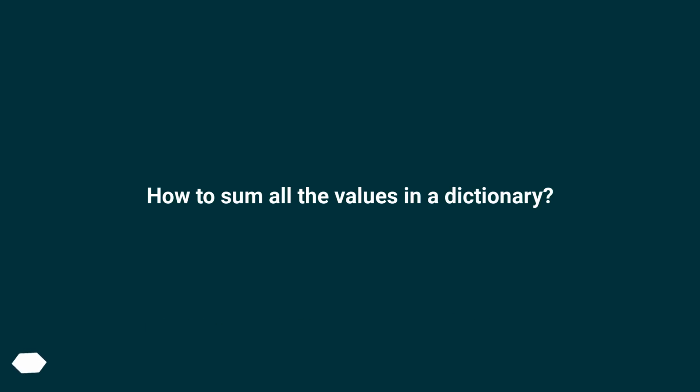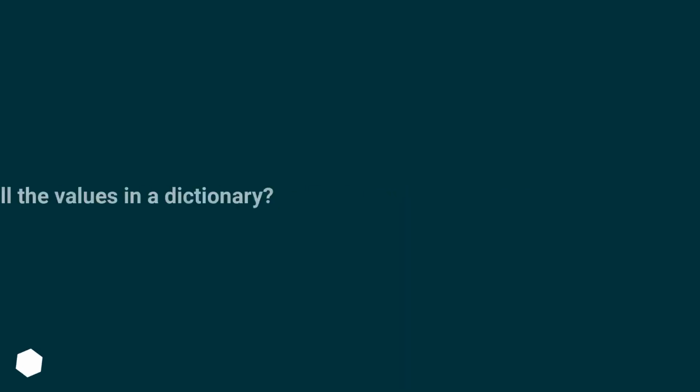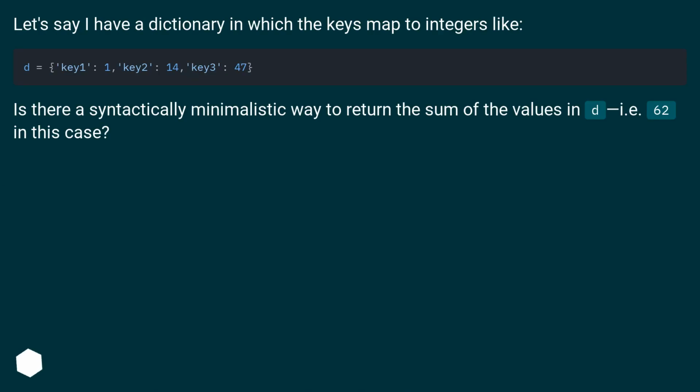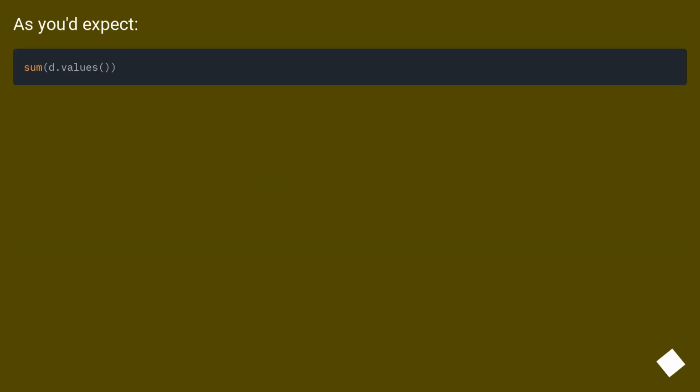How to sum all the values in a dictionary? Let's say I have a dictionary in which the keys map to integers. Is there a syntactically minimalistic way to return the sum of the values in D, i.e. 62 in this case? As you'd expect.